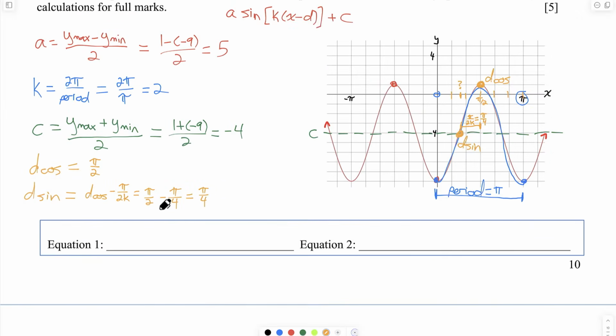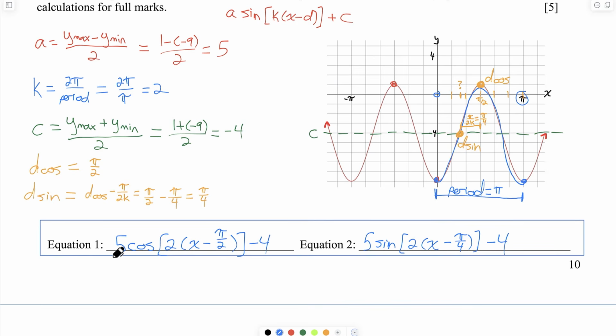So I can just go ahead and write my transformed equations just by subbing into my transformed sine or cos function. I'll do the cosine equation first. It would just be 5 times cosine of 2 times x minus pi over 2, minus 4. The sine function is going to look exactly the same except for the d value. The d value for sine is pi over 4, not pi over 2.